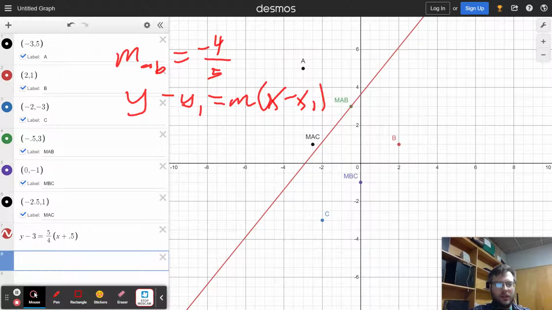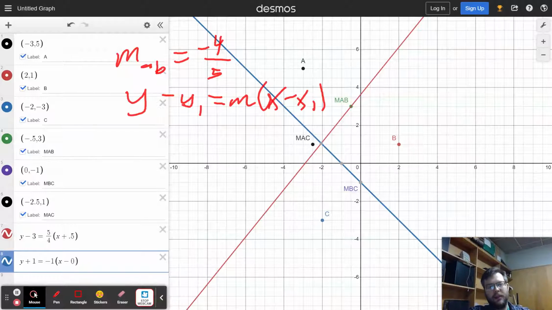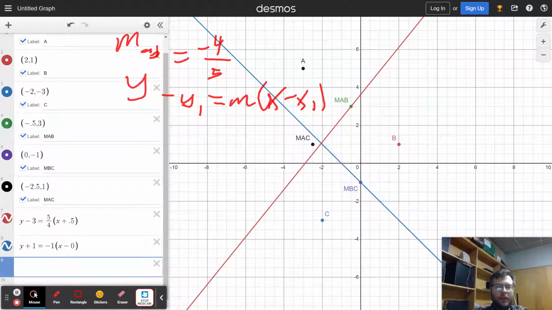Now we do the same thing for BC. From B to C, we have a rise of 4 and a run also of 4. It goes up 1 and over 1. So that means it has a slope of +1. Opposite reciprocal would be -1. Then I'm going to go through that midpoint and I'll write y plus 1 equals -1 times x minus 0. The -0 is optional, but I just put it in there to show the whole point slope form. You can see the red line and the blue line intersect at a single point in the middle of the triangle.